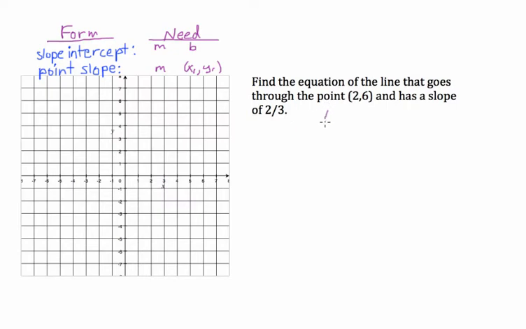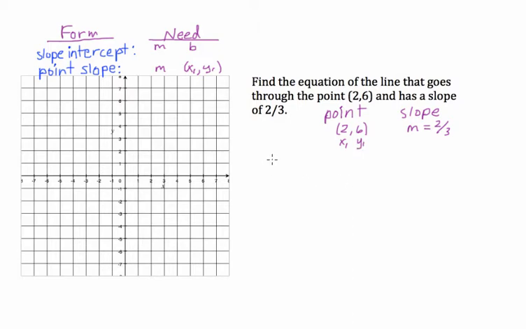So our point is 2, 6, and our slope, we're given that the slope is 2/3. So our m number will be 2/3. Our point, the x coordinate, or x1, will be 2, and the y coordinate, or y1, will be 6.